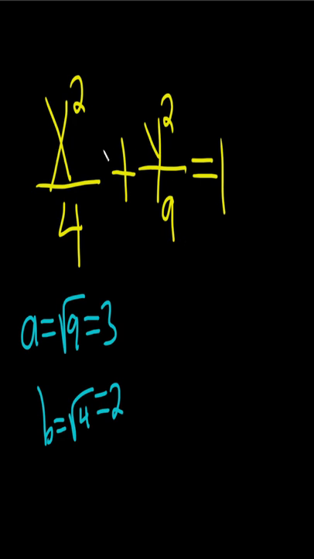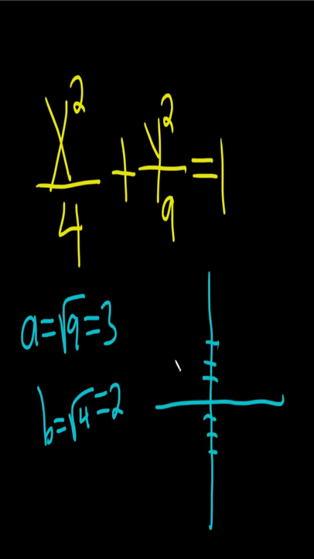And so since the center is 0, 0, and we know that because there's no x minus anything. Normally it's like x minus h, y minus k, but there's no h and k, it's just 0. So since the bigger number is under the y, we go up and down by 3. And then left and right by 2. Put a dot, put a dot, put a dot, put a dot, and then make your ellipse.